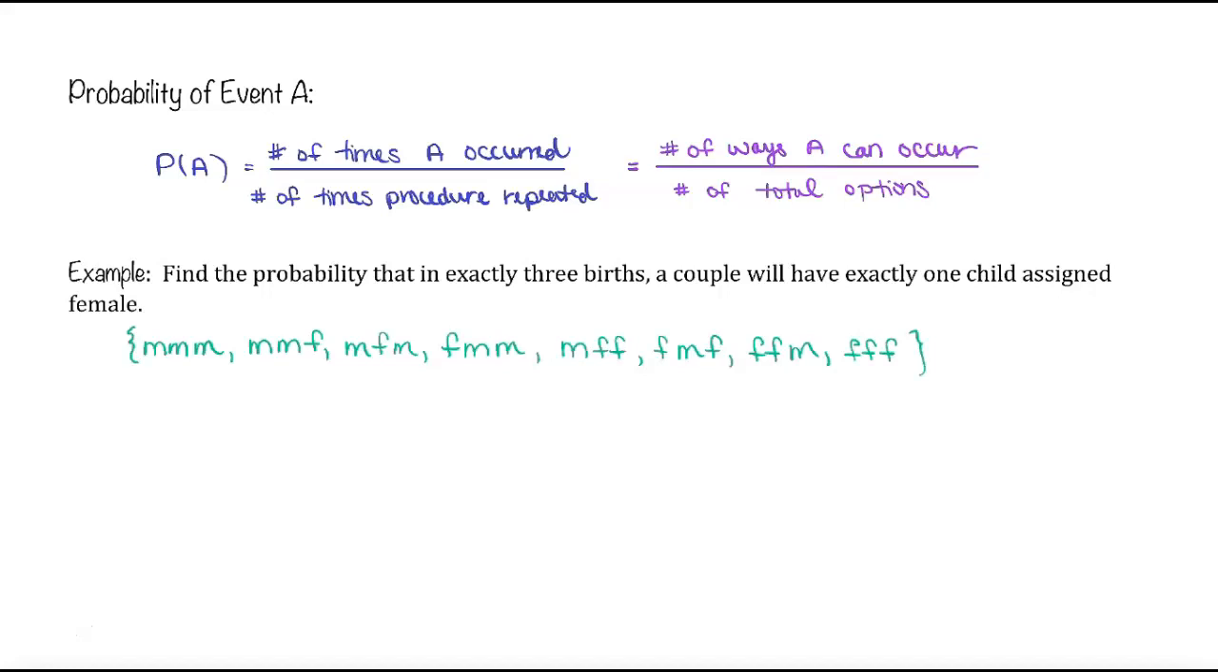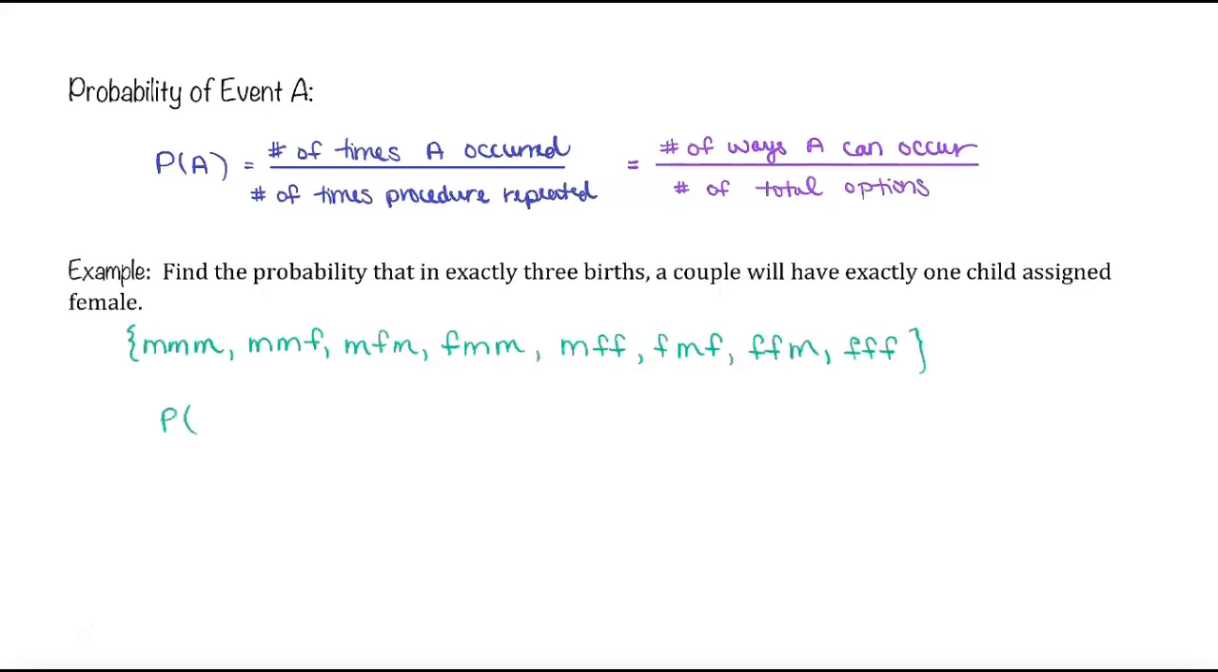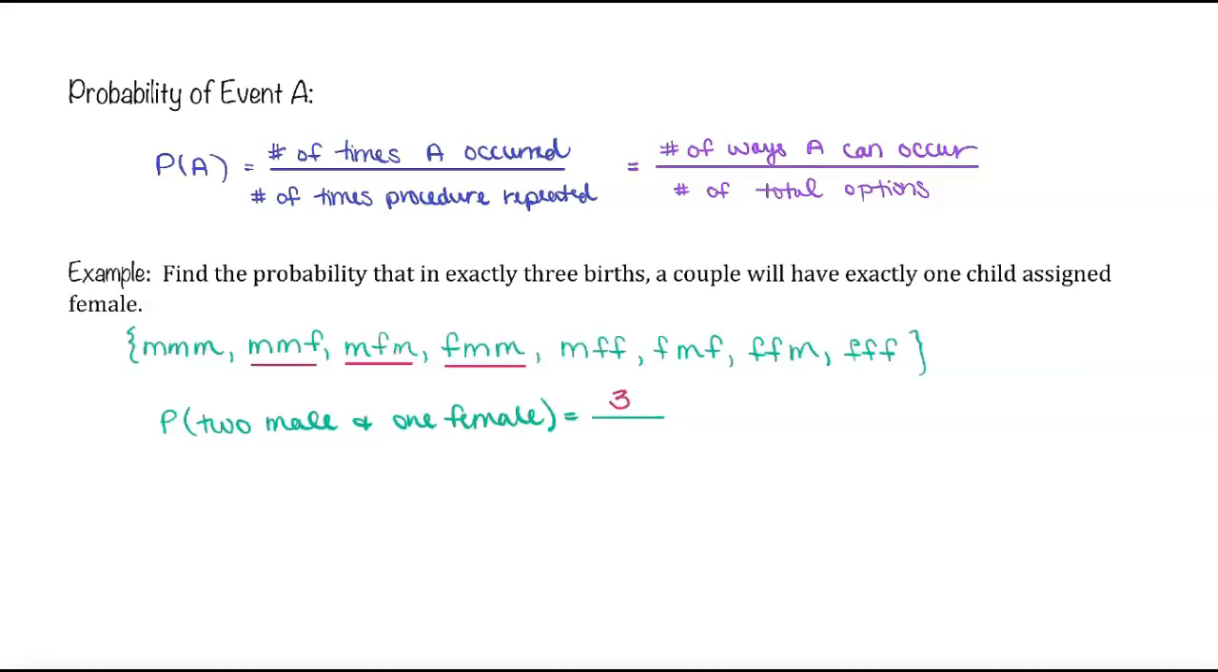Now that we have our sample space, we can calculate the probability that one child will be assigned female. That's the same as saying that we want the probability of having 2 children assigned male and 1 assigned female. And this is equal to the number of ways that this can occur, 3, divided by the total number of possibilities, 8.